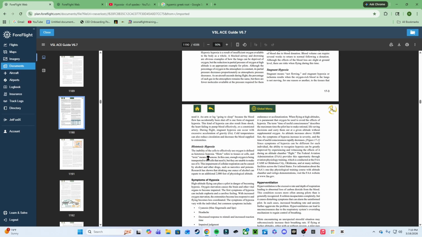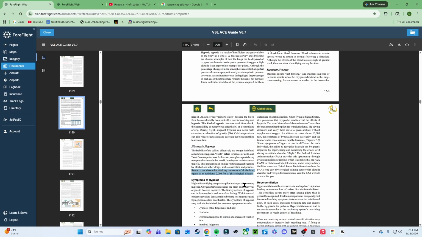So histotoxic hypoxia, which is what we're talking about. The cells can't make use of it. So when we're talking about cells, we're talking about cellular respiration. The impairment of that cellular respiration can be caused by alcohol and other drugs, like what I mentioned. So this is the thing I was quoting, but I couldn't quote it. Research has shown that drinking 1 ounce of alcohol can equate to an additional 2,000 feet of physiological altitude. Meaning that's what your body would actually feel even though you weren't that high, right? So that is not good.